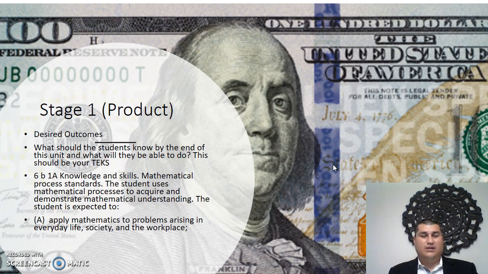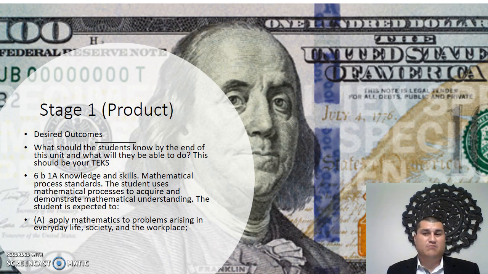So stage 1 would be your product. Well, it'd be your end goal, right? This is your house. So what are your desired outcomes? What should the students know by the end of this unit, and what will they be able to do? This will be your TEKS. Whatever your TEKS are for the day, this should be your product. That should be the first step in your backward design process.